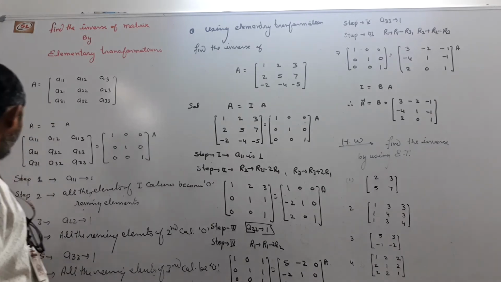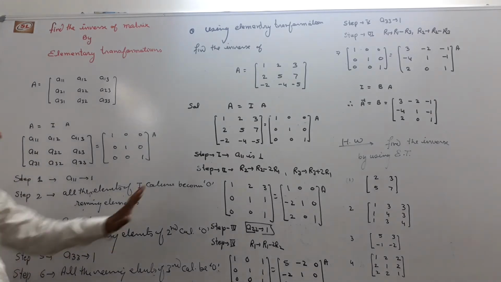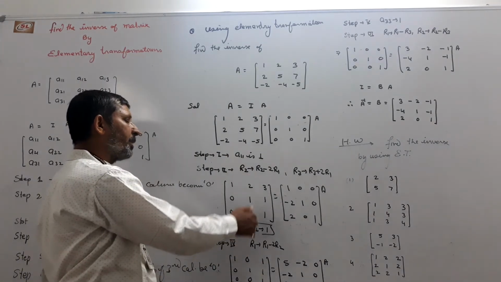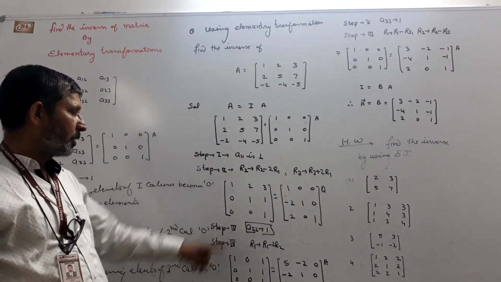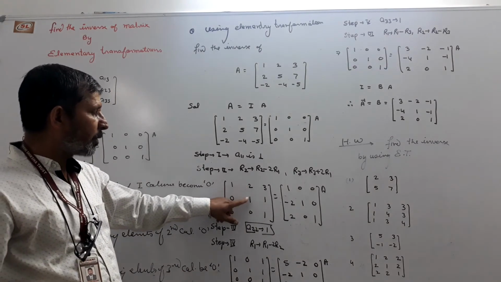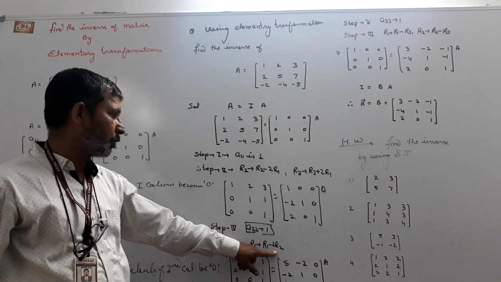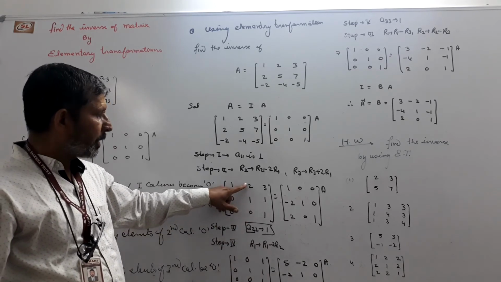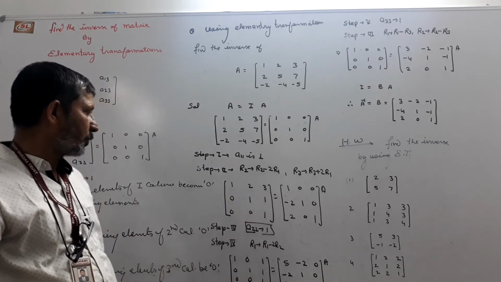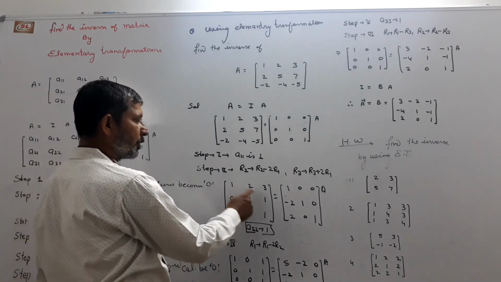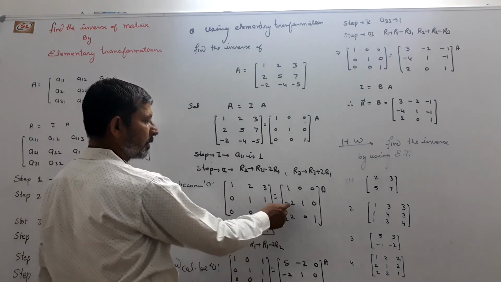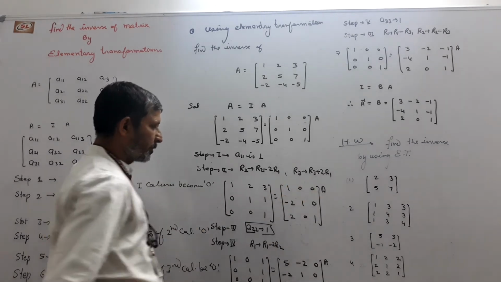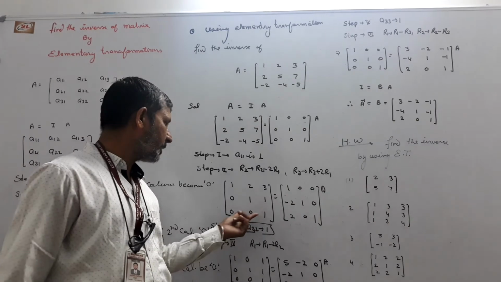After this, we check A22 as 1. In this question A22 is already 1. Since it is 1, we again change the remaining elements of this column to 0. So in R1 minus twice R2, because A32 is already 0: 1 as it is, 0, 3 minus 2, 1, 1 plus 4, 5 minus 2 and 0. The second row as it is and the third row as it is.